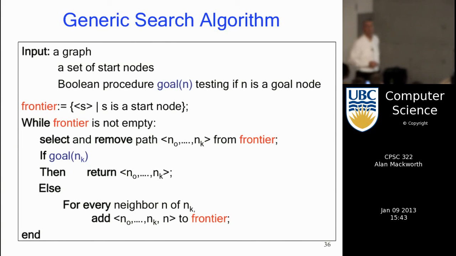Yeah. How is that frontier populated with paths unless you actually travel to another node? Right here, I seed it with a start node. So there's one path here which starts and ends at the start. In here, I select a path. Well, the only one I can select is this one initially, right? And then, if it's not a goal node, I add on all its neighbors. It'll be S, and each one of its neighbors, there will be B new paths, okay? And then I just keep going. Okay, any other questions?